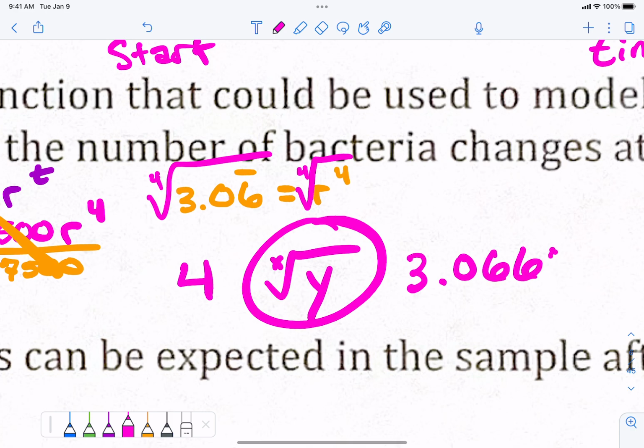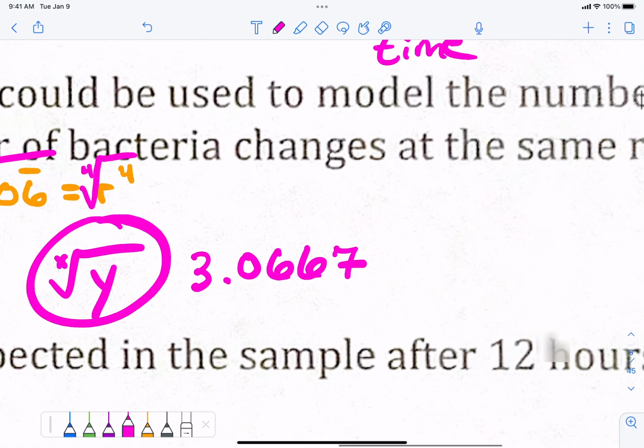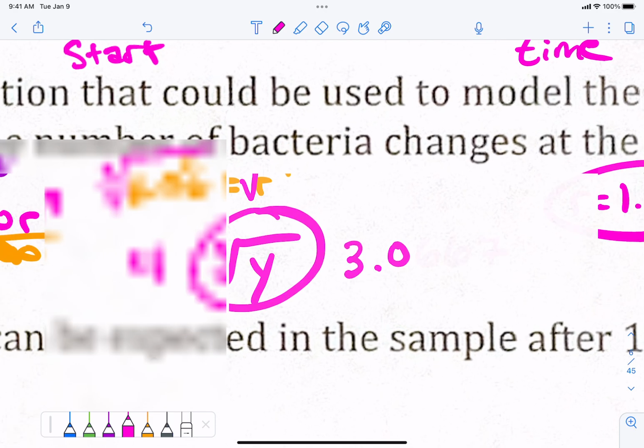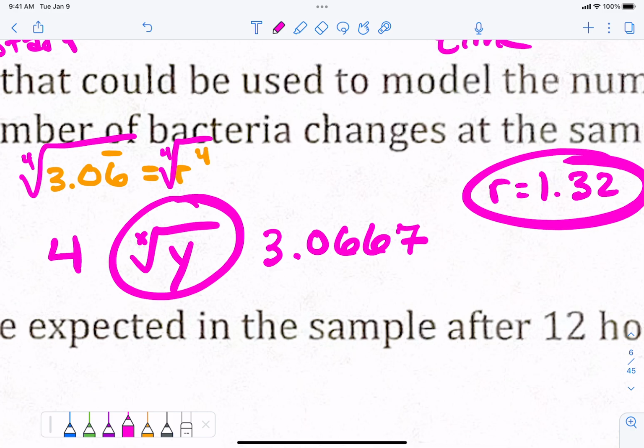3.0667, something like that. 1.32, that's the right answer. R equals 1.32. That's what you should get, okay? So if you want to practice doing that, there's that 4 and then that button. So 4, and then it would be that, and then the 3.06667, we'll say. Equals, there you go. 1.32, did you get that for R?